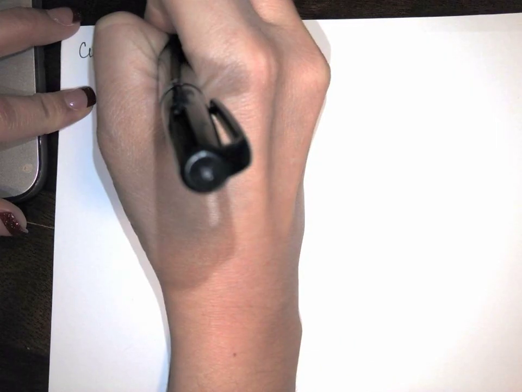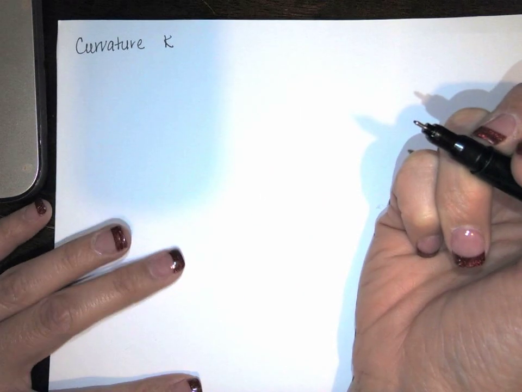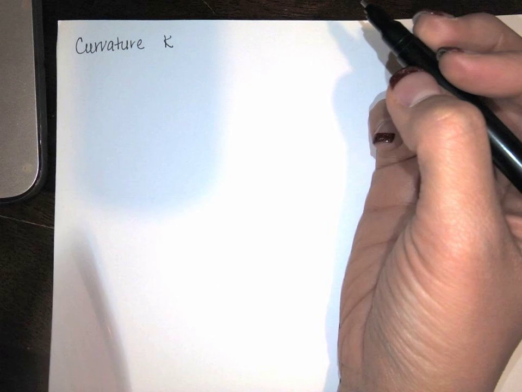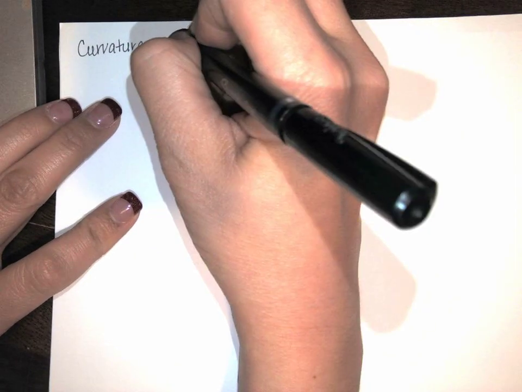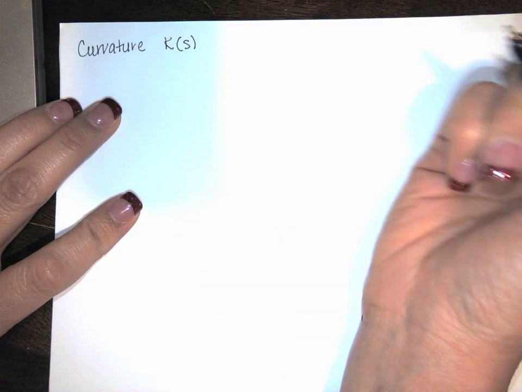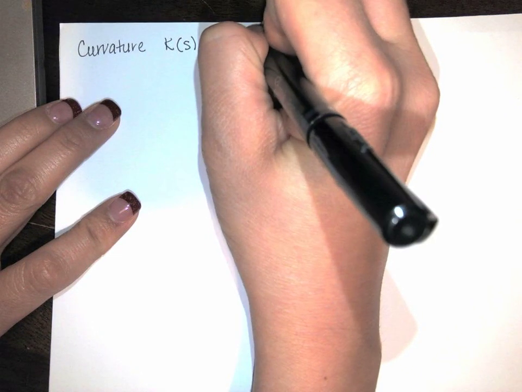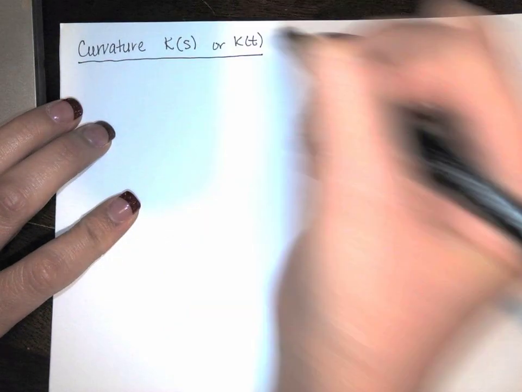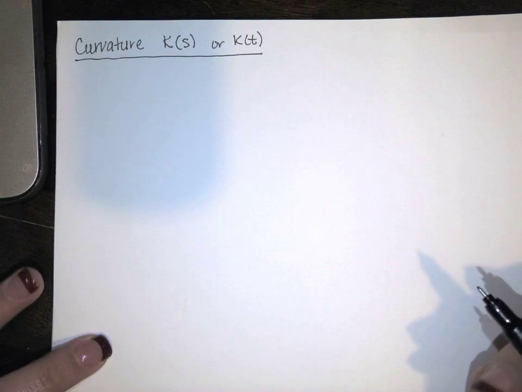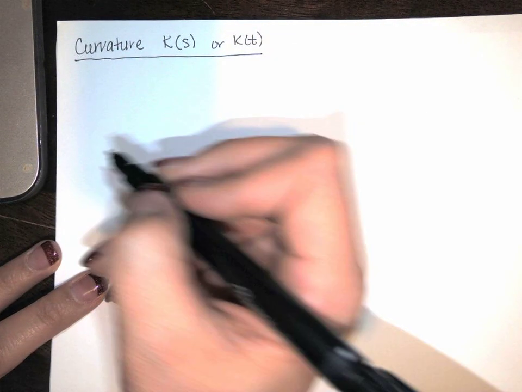In this video, we're discussing curvature, which is denoted by a Greek letter kappa. It looks like a K. We can think of this as a function of length or distance traveled along the curve, or we can think of it as a function of time, depending on whether our curve is parameterized by time or length along the curve. So this depends on S or T.